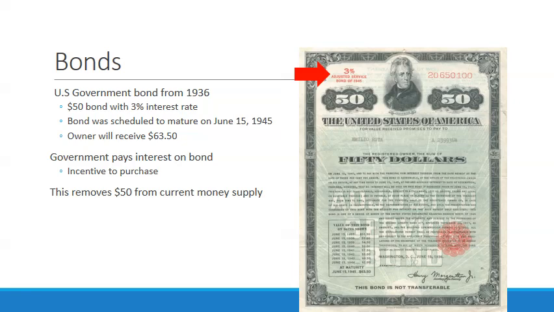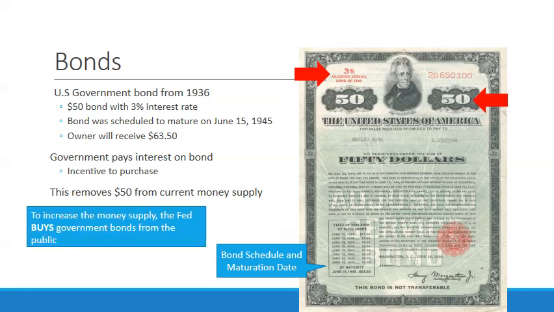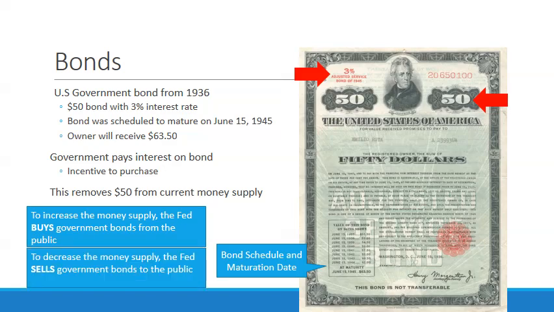So you can see here this 3% adjusted service bond of 1945 based on that $50. And then down here is the bond schedule and maturation date, so the value of this bond on date shows. It also gives you an idea of how much that bond is worth on particular days. So it removes money from the current money supply, but it's going to add money to a future money supply. That's essentially what's taking place. So to increase the money supply, remember the Fed will buy government bonds from the public. And to decrease the money supply, the Fed will sell government bonds to the public.